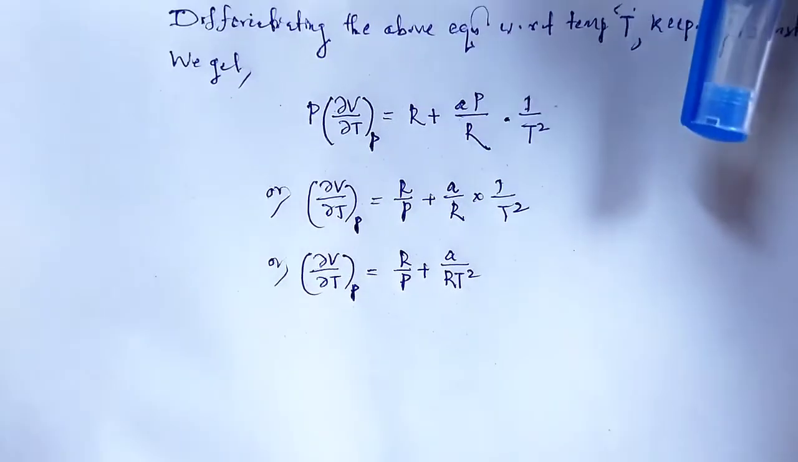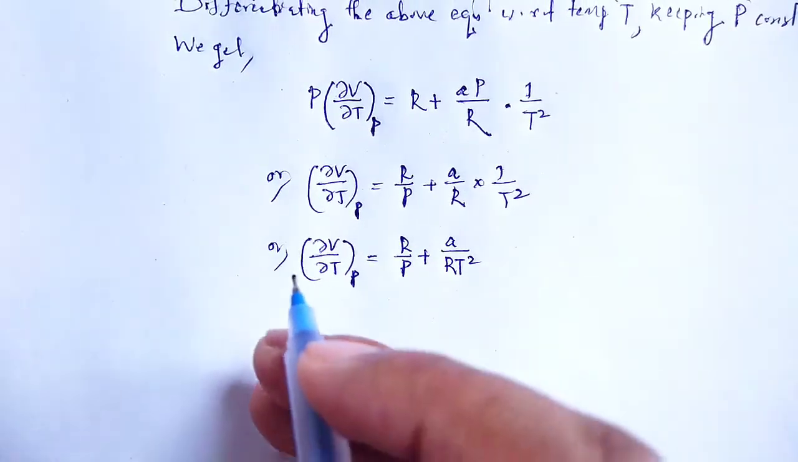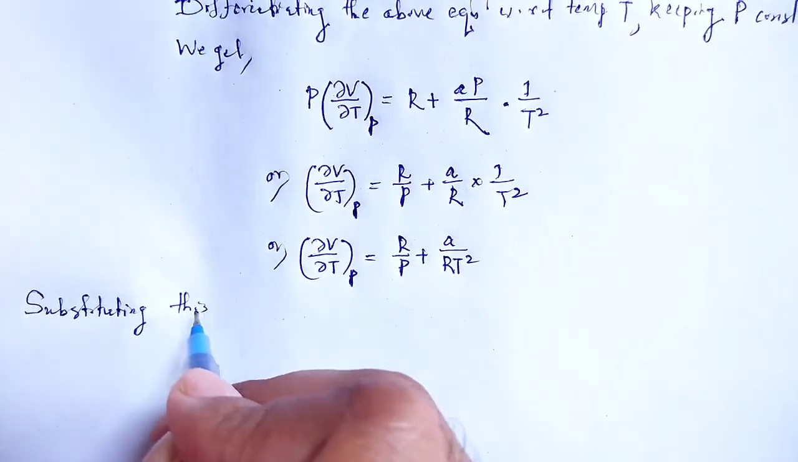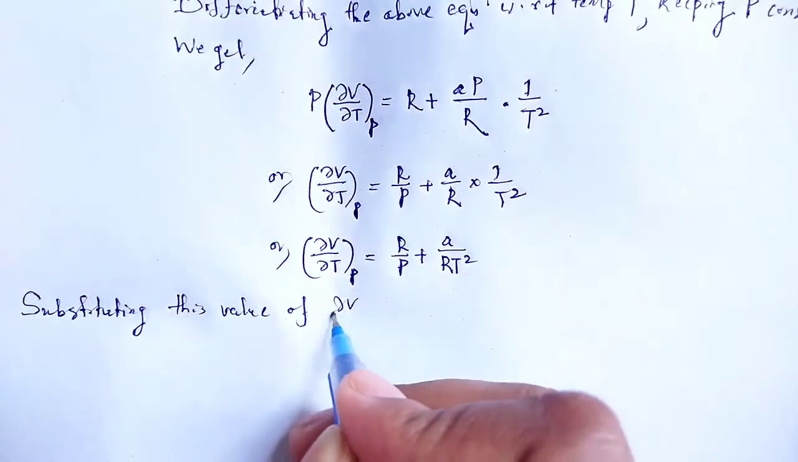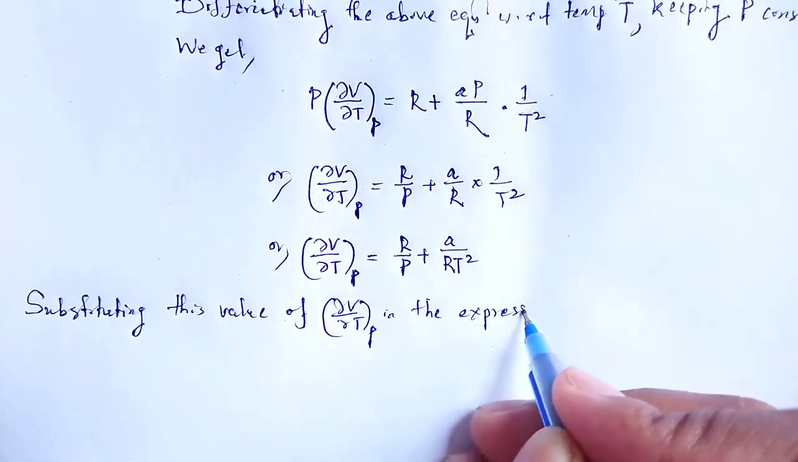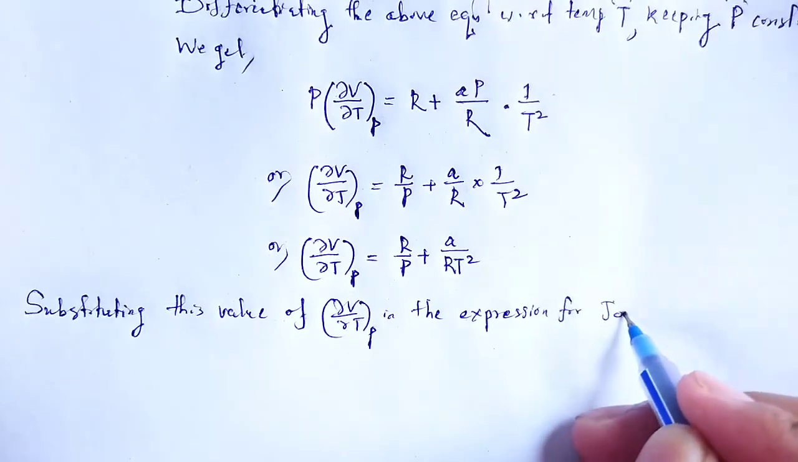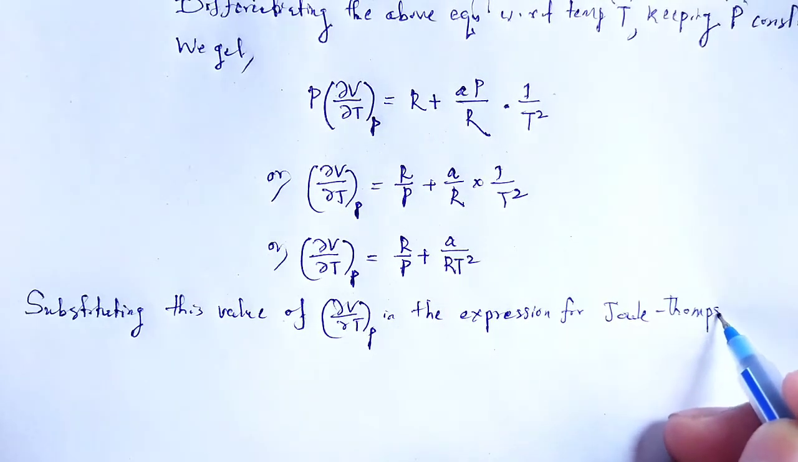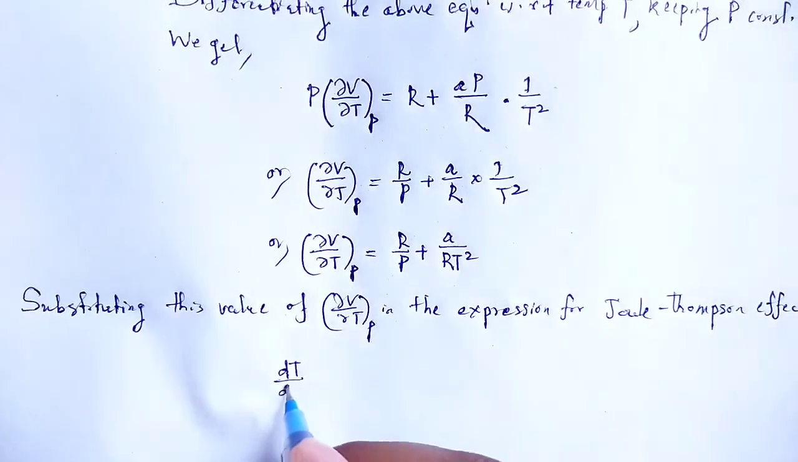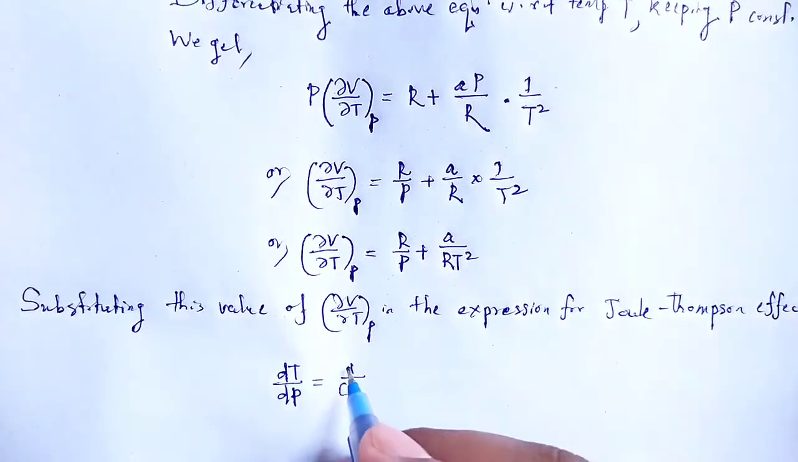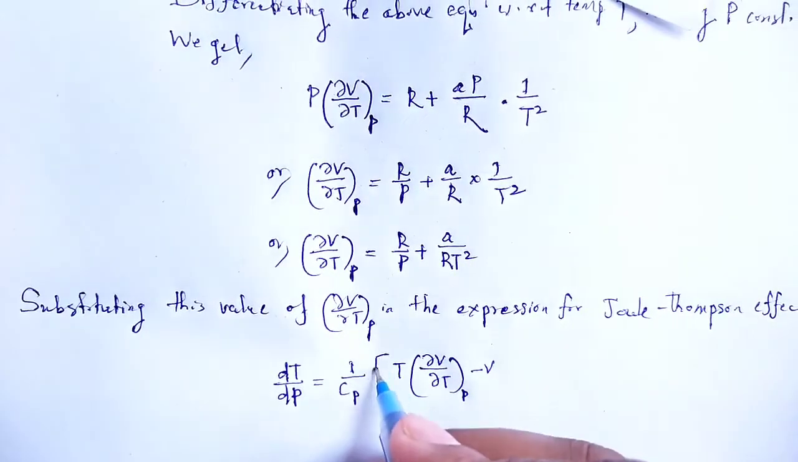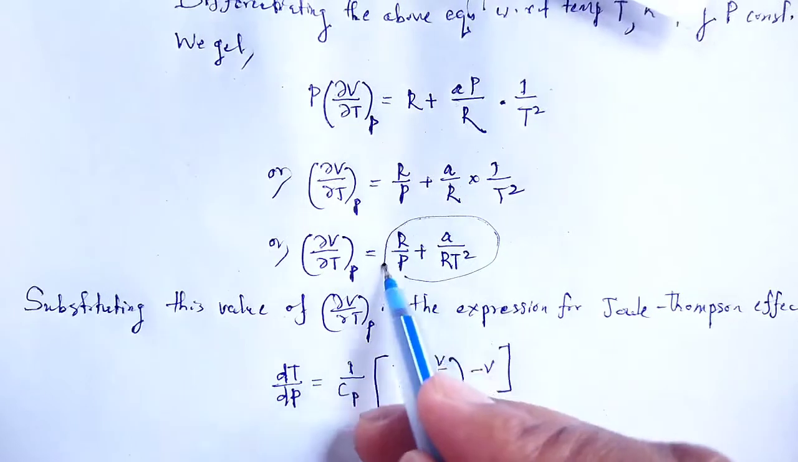So, here substituting this value of del V by del T at constant pressure in the expression for Joule-Thompson effect, that is dT by dP is equal to 1 by Cp, T del V by del T at constant pressure minus B. So, in place of del V by del T at constant pressure, we put that value here.